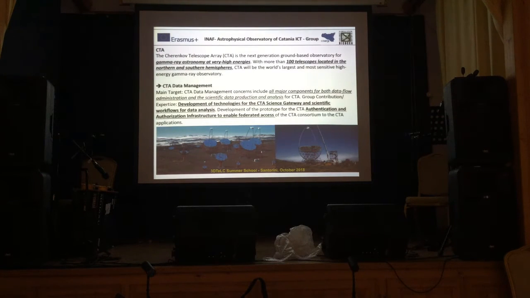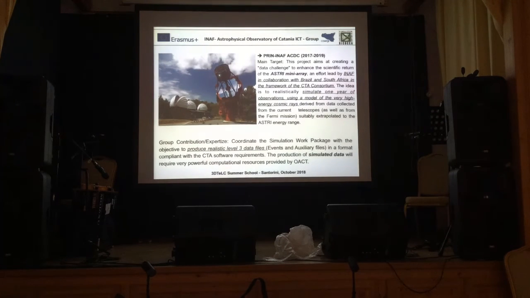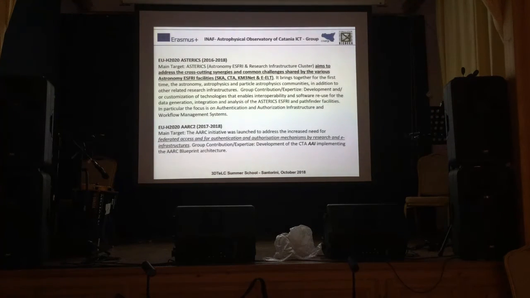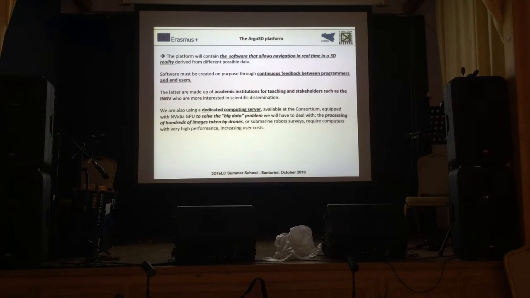Another very big experiment too is the Cherenkov Telescope Array, CTA, that will have 100 telescopes located in the northern and southern hemispheres to study gamma-ray astronomy at very high energy. In Catania, we host the ASTRI telescope, which is, we can say, the precursor of the telescopes for CTA. And my group is also involved, mainly with Alessandro Costa, in this kind of project. Okay, I go right at the end.